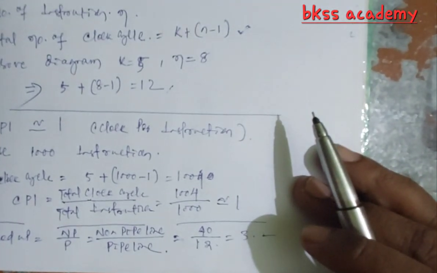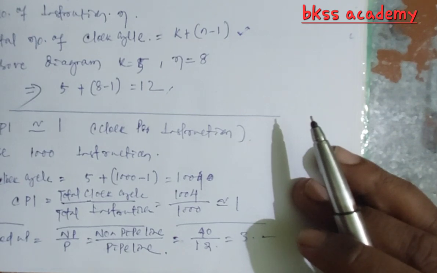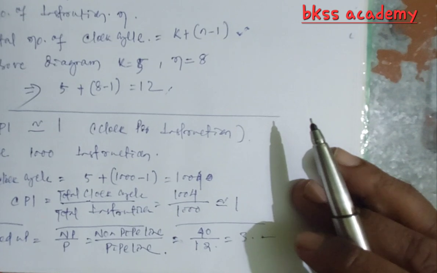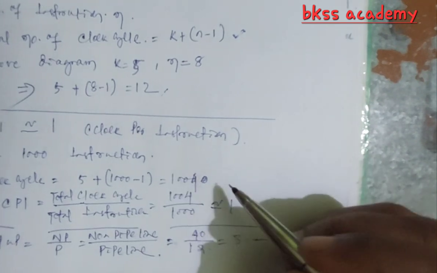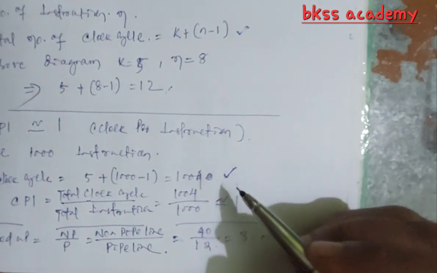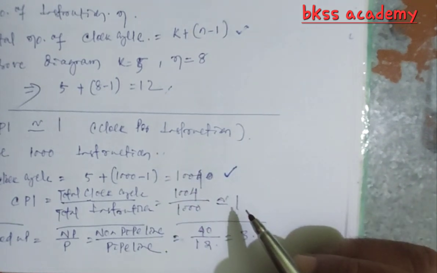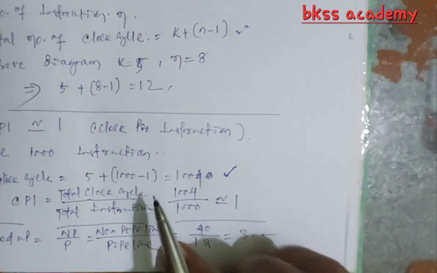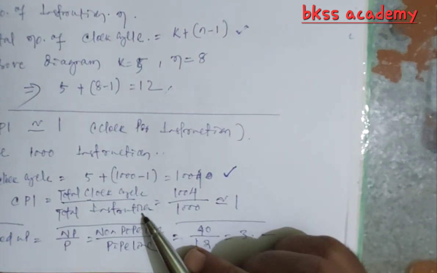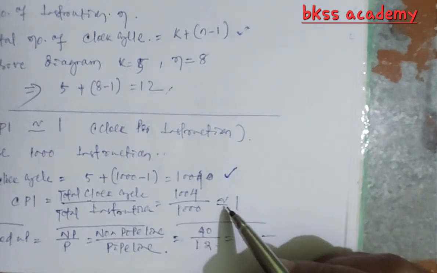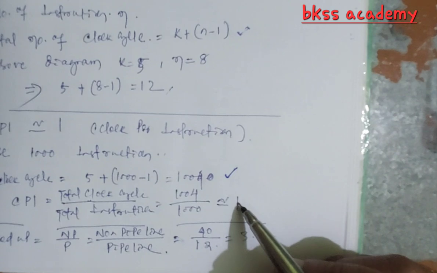When CPI, clock per instruction, is equal to 1, suppose 1000 instructions are there. The total clock cycles are 5 plus 1000 minus 1, that is 1004, required for processing 1000 instructions in a pipelining processor. CPI will be equal to total clock cycles divided by total number of instructions, that is 1004 divided by 1000, which is approximately equal to 1.